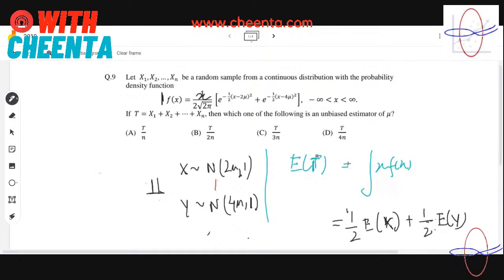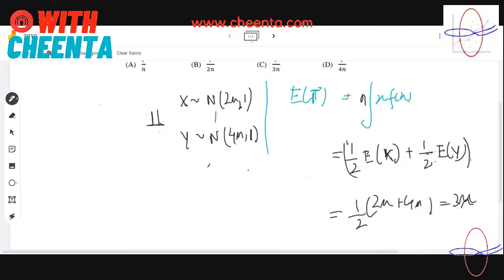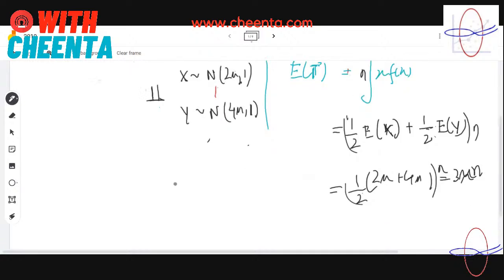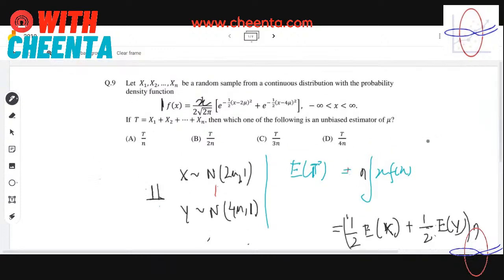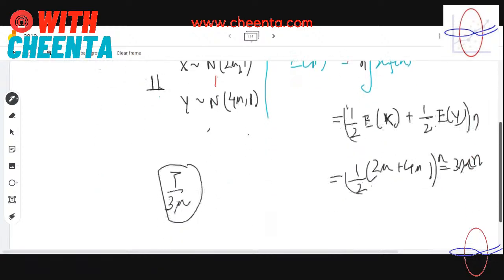Now it's n, right? So if you do n, it's n times this, because all are IID. So it's 3 mu n. Therefore you just need to divide T by 3 n. Okay, that's the idea. You understand this, guys? It's very easy. Don't fall into the trap: it looks like normal, but don't then try to factorize that stuff. I was making a calculation mistake, thinking it's plus this.